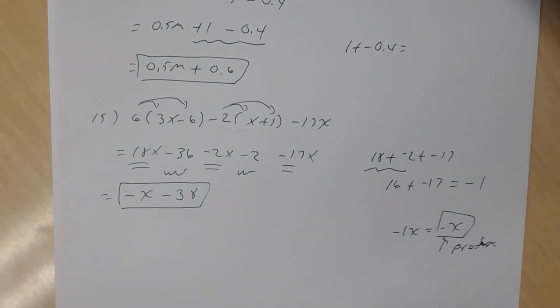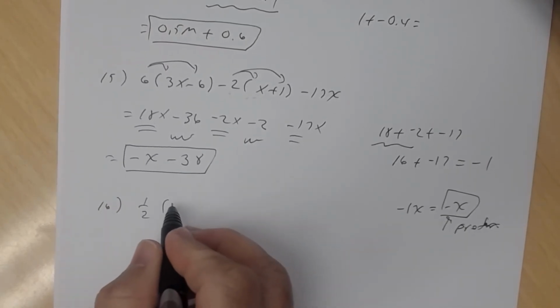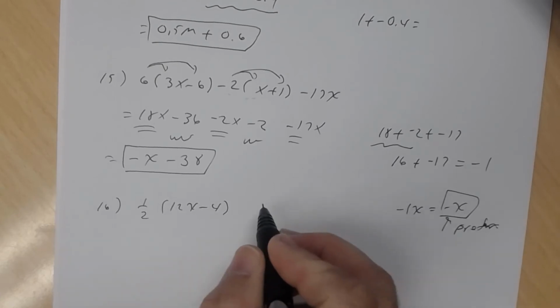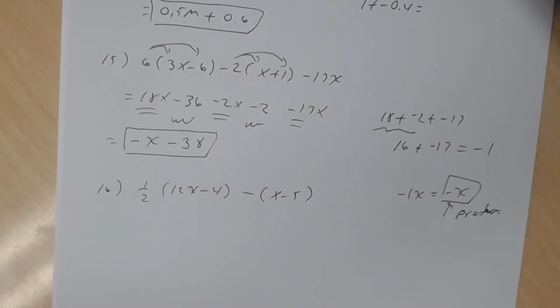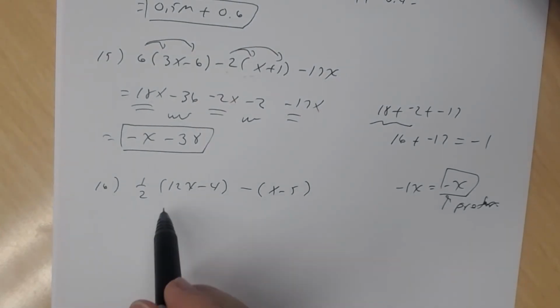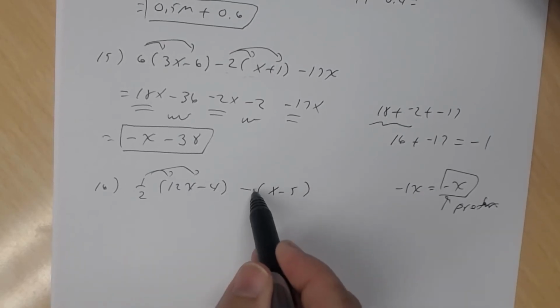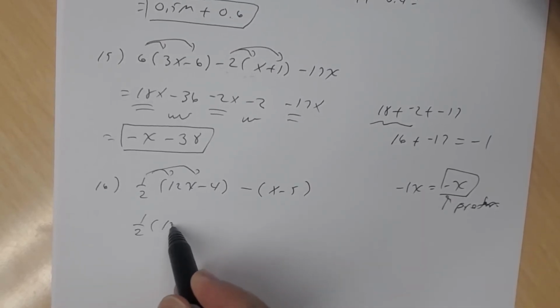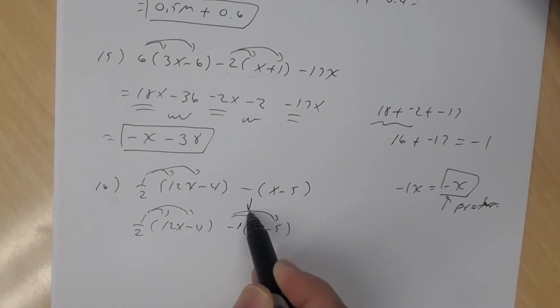So that's 15. Okay, 16, suppose we had 1/2 times 12x minus 4 minus, in parentheses, x minus 5. So again, there are two sets of parentheses. So here I'm going to distribute the 1/2, and then here I'm going to distribute the negative 1. So I'm going to go ahead and rewrite it like this. Make sure you rewrite the negative right here as negative 1.